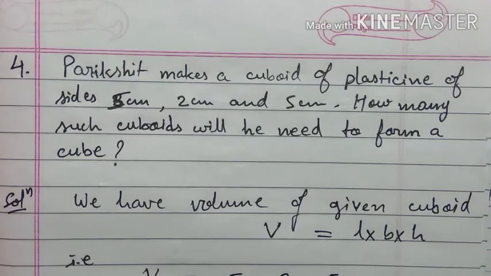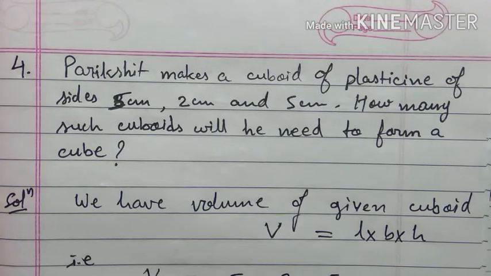So this is the last question of this exercise, question number 4. Parikshit makes a cuboid of plasticine of sides 5 cm, 2 cm and 5 cm. How many such cuboids will he need to form a cube? So we need to find out how many such cuboids are taken to form a perfect cube.